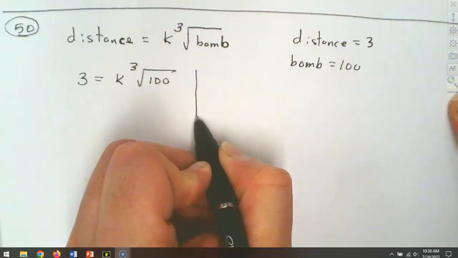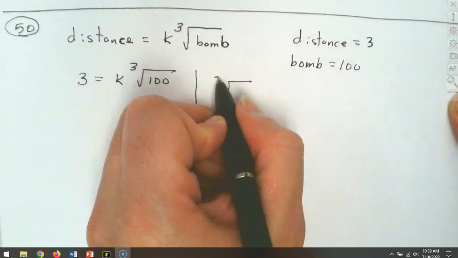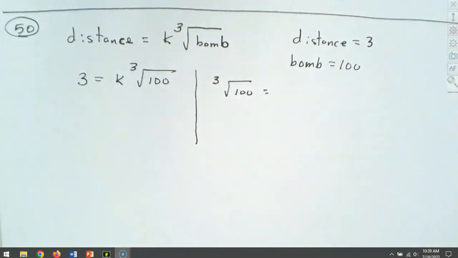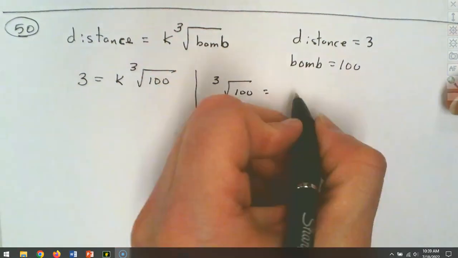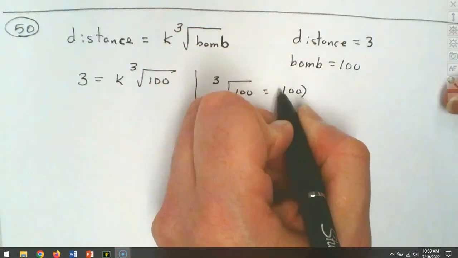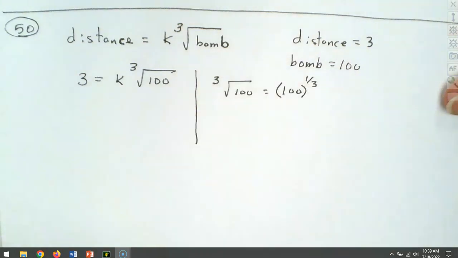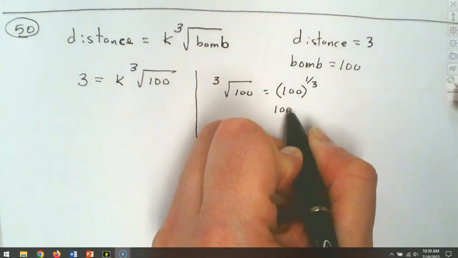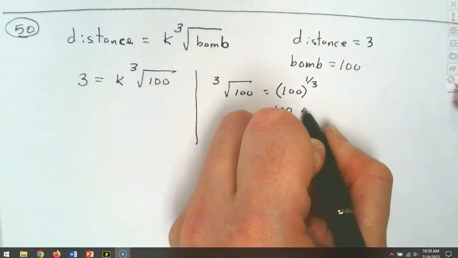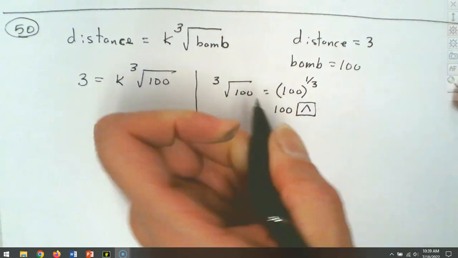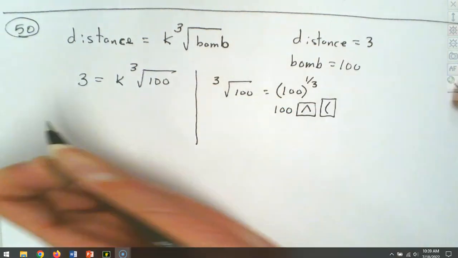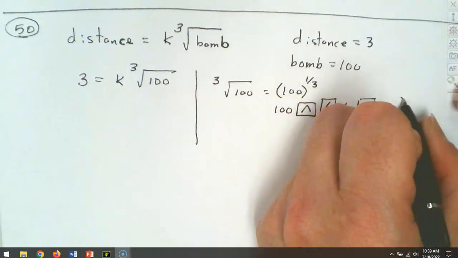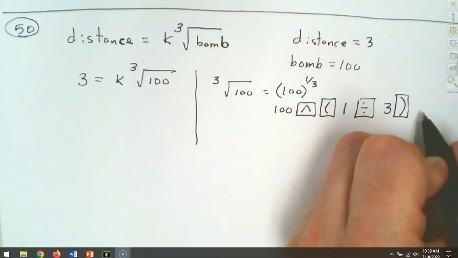How would I plug in the cube root of 100 into the calculator? Well, there are different ways of doing it in the calculator. You can take it to the 1/3 power, which is the same, or you can use the cube root button. If I use the 1/3 power, here's how you type it in: 100, the caret key, parentheses key, 1, divide key, 3, close parentheses key, and then hit the equals key.